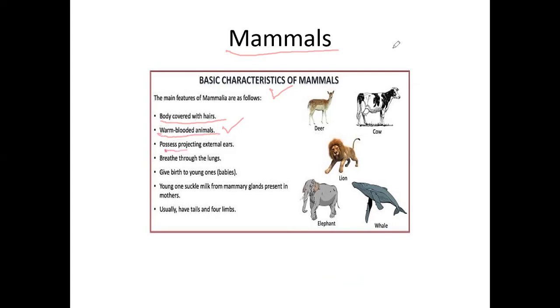They possess projecting external ears. Our ears project externally. They breathe through lungs and give birth to young ones. The young suckle milk from mammary glands present in the mother. Mammals usually have tails and forelimbs; usually, but not all mammals have tails, or they walk on four legs. So these are the common characteristics.